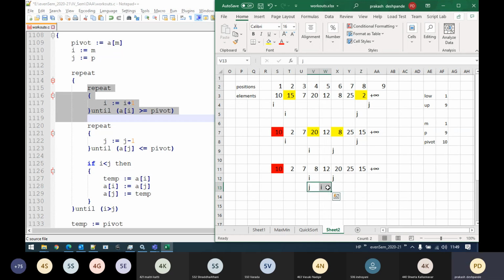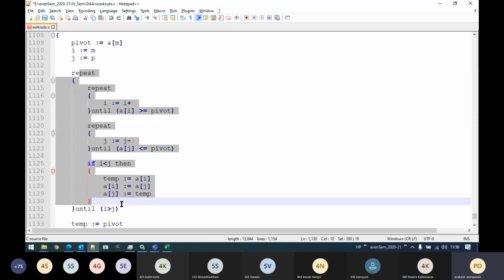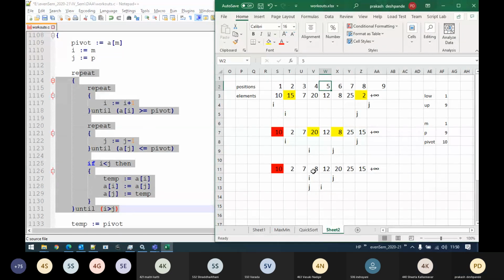Okay. Now at this point, is I less than J? Is it true? No, sir. Now these two elements will not get swapped. Now it will move on to the condition in the until. In the condition until we have I greater than J. I value is 5, J value is 4. Now is 5 greater than 4? Is it true? Yes, sir. So true means what should happen? This repeat until block should be skipped. So now it will skip, right?